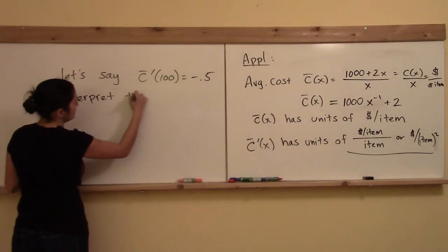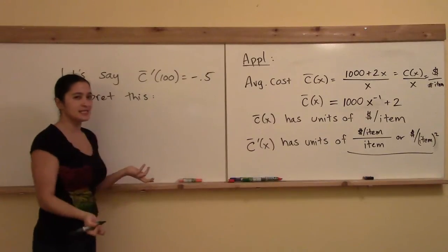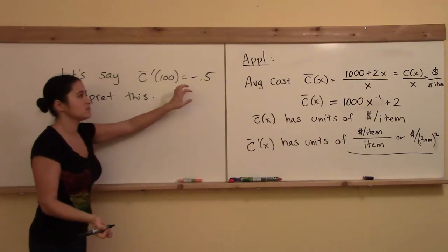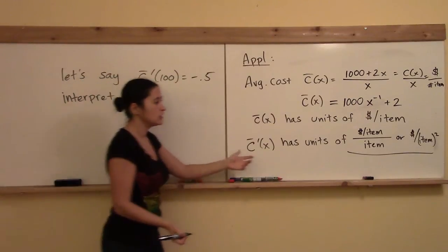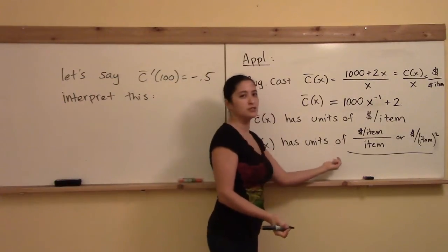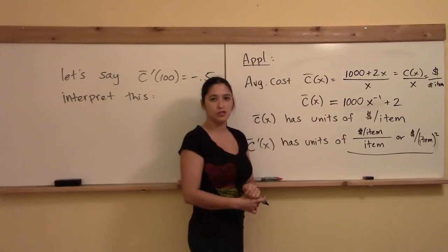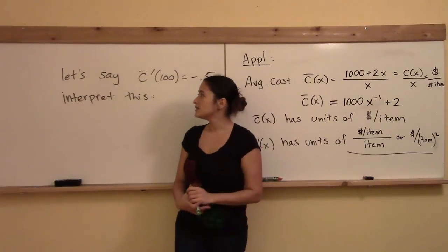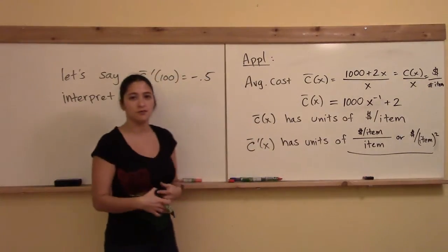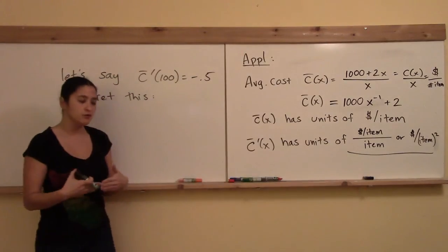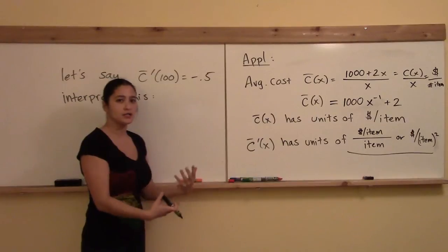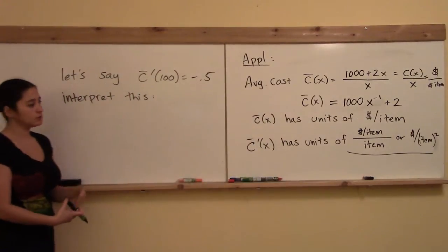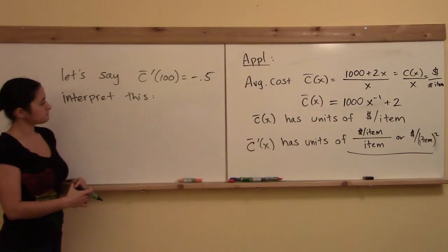Interpret this. I'm going to want you to write a sentence that says what this value actually means. And in order to help you figure out the interpretation, think about the units. What I said before about interpreting the derivative in general is that the number you get out of the derivative is like, if you move over 1 unit in the x, this is how much your y is going to change by. So use that with that over there.